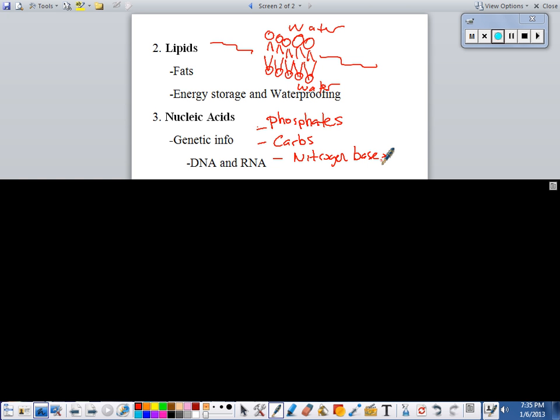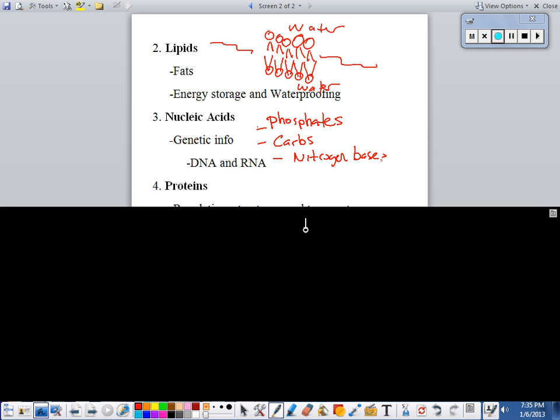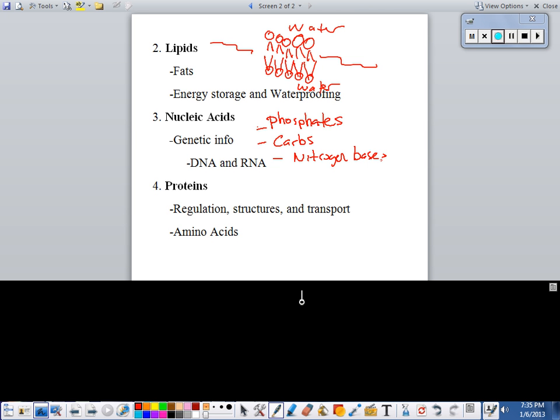But nucleic acids is another important macromolecule that we're going to look at. The last one is our proteins. Proteins have several functions, such as regulation. Homeostasis, the body likes to keep things relatively stable. They do that through regulating various processes and chemical reactions and such. And proteins are involved in that.